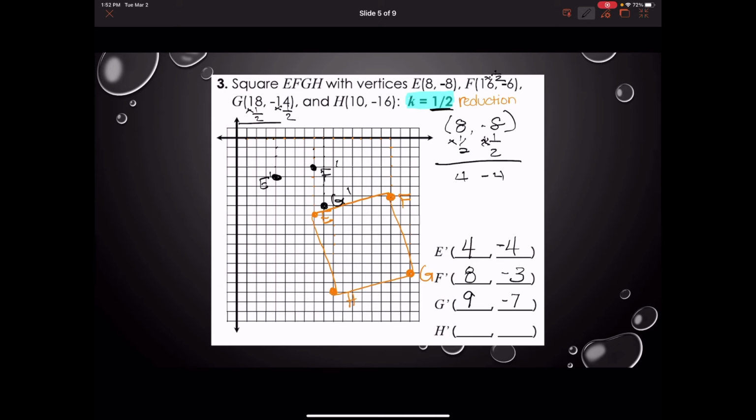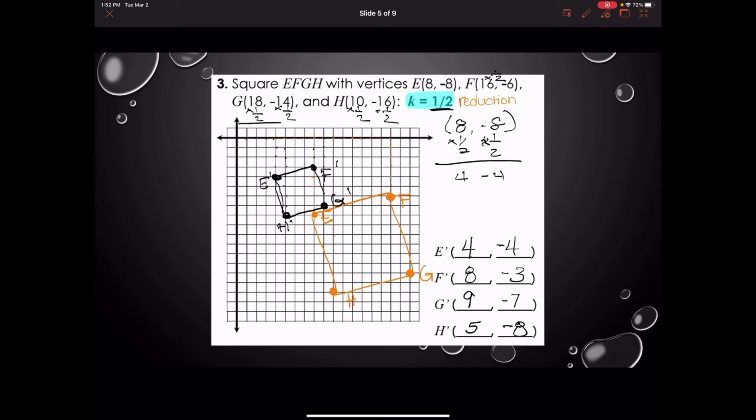And there's G prime. And then I do the same thing here. 1/2, which is 5, times 1/2, which is -8. So I go over 5. 1, 2, 3, 4, 5, 6, 7, 8. And what should happen is I had a reduction because my scale factor was a fraction, so my picture should be smaller, and it is.